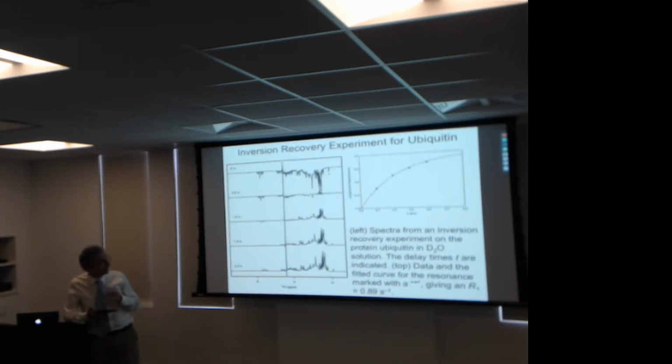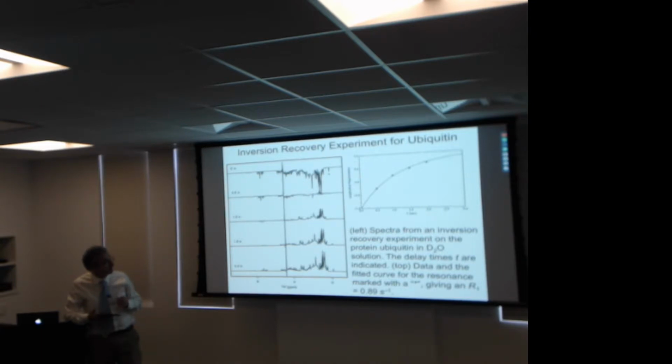And here's an experiment, again, for ubiquitin. At time 0, the magnetization is turned upside down. Over time, the signals start to relax. Eventually, they become positive. And then they continue to grow in the positive sense until they would eventually reach Boltzmann equilibrium. And then here's some data for one of the peaks, I think one of these methyl groups.